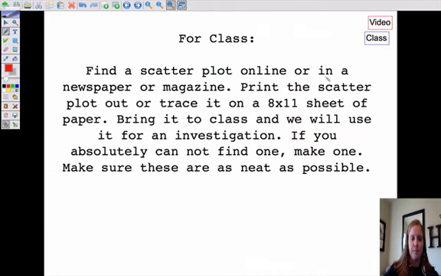Okay. Before class, though, I'd like you to find a scatter plot online or in a newspaper or magazine. Print it out or email it to me. If you don't have a printer, you can just take a screenshot or save it and email it to Megan Hansen at prairiepride.org.